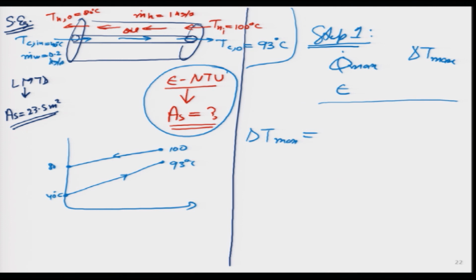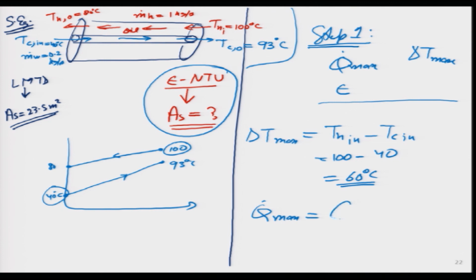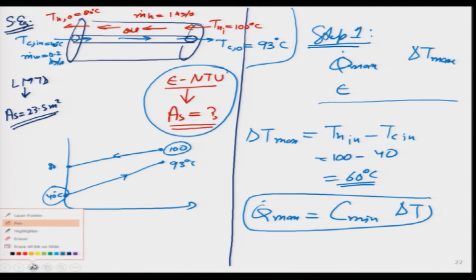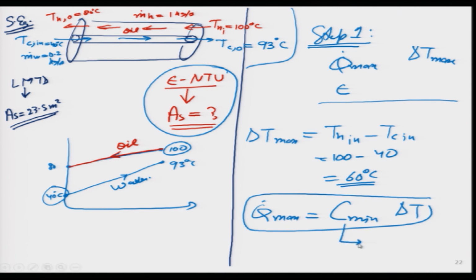Looking at all these numbers, the maximum temperature difference is T_H,in minus T_C,in, which is 100 minus 40. These are the highest and the lowest temperatures. So, it turns out to be 60 degrees. And I can correlate it with Q dot max by multiplying with C_min. Now, which of these two fluids has the highest temperature drop? Is it the oil, which is shown in red over here, or is it water? Water has the highest temperature change, which immediately tells me that C_min will be for water, which is cold. So, I say C_min equals C_c.